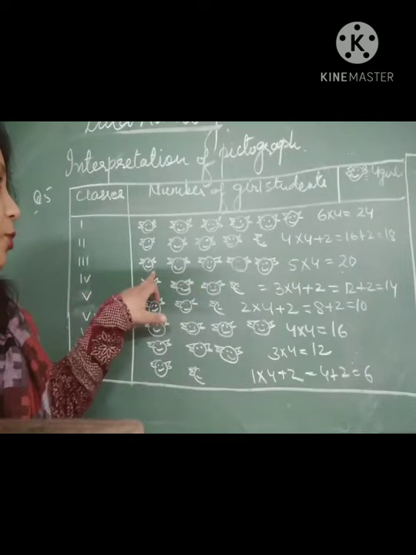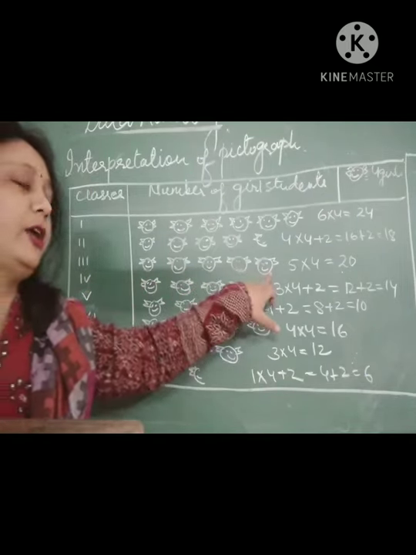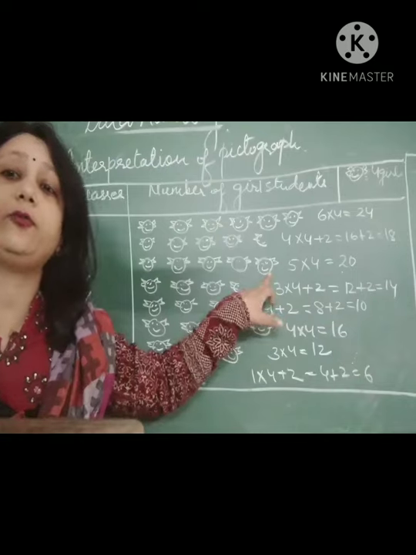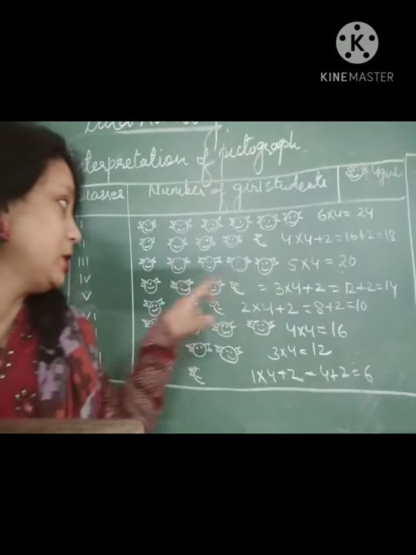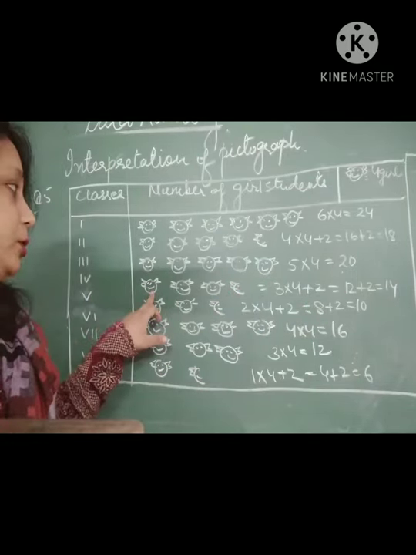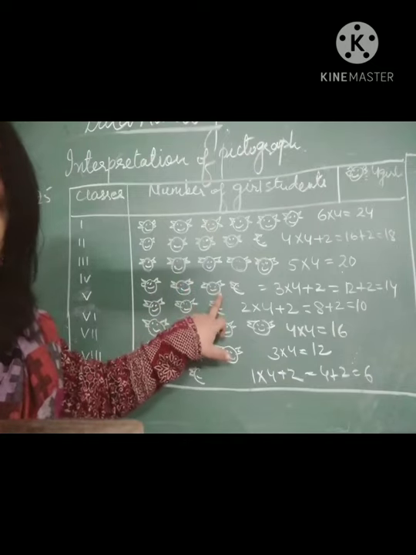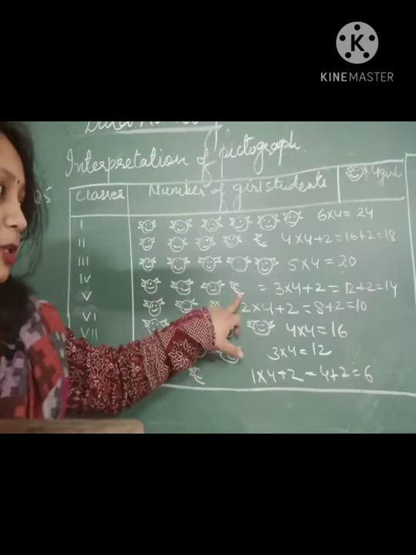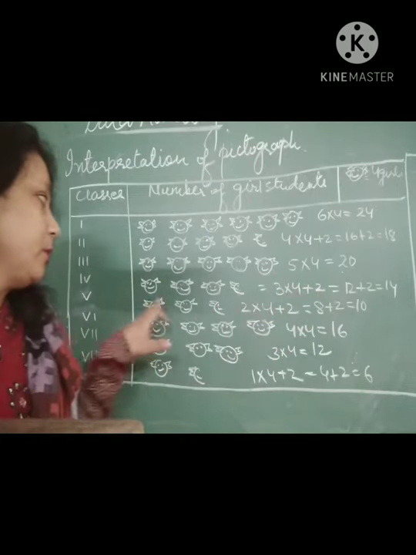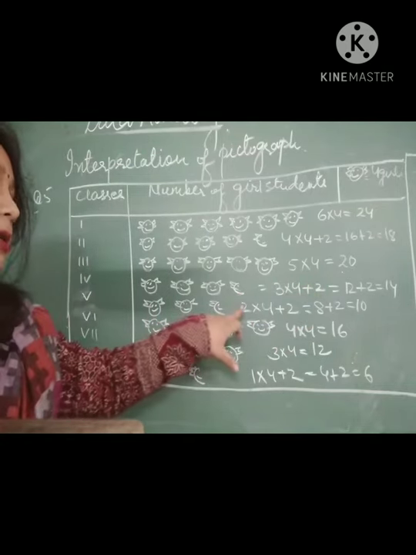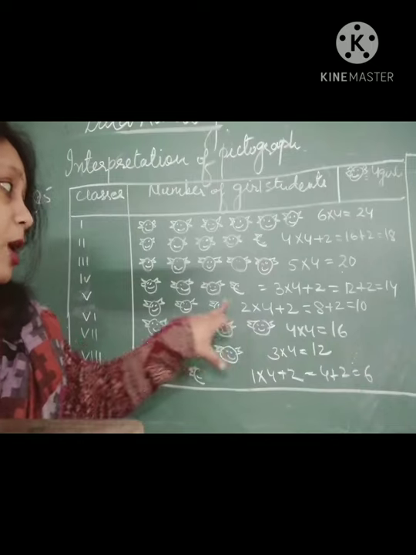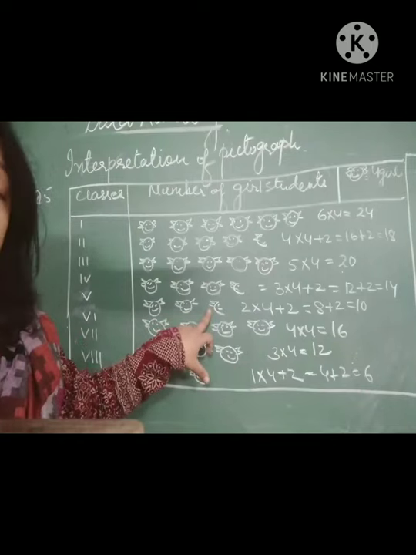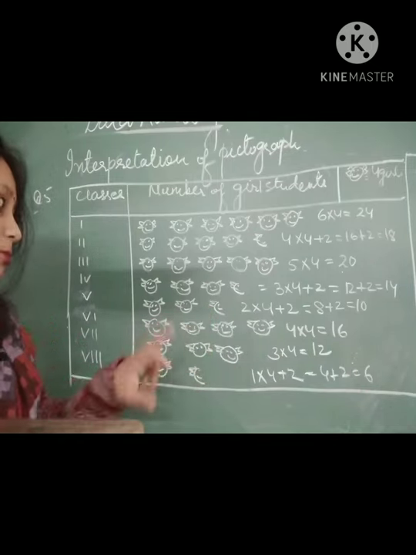And in class 3rd, 1, 2, 3, 4, 5 complete pictures are there. So multiply 5 by 4, that equals 20. In class 4th, 1, 2, 3 complete pictures are there. So multiply 3 by 4, and for the half picture, add 2 to it. For 2 complete pictures, multiply 2 by 4 and add 2 for the half picture.